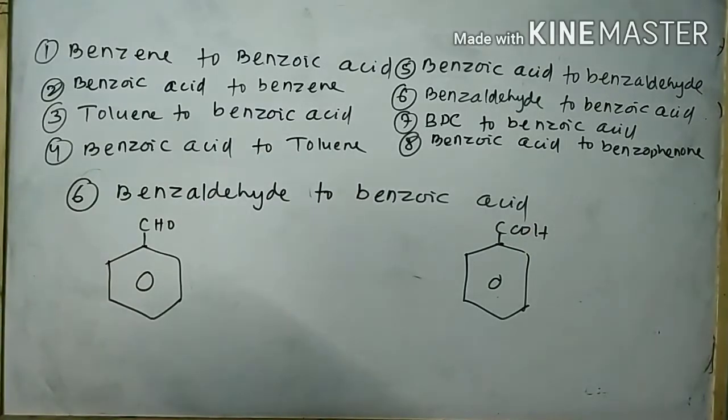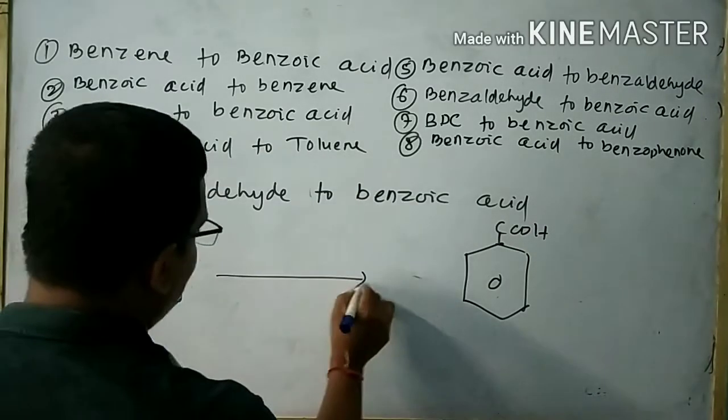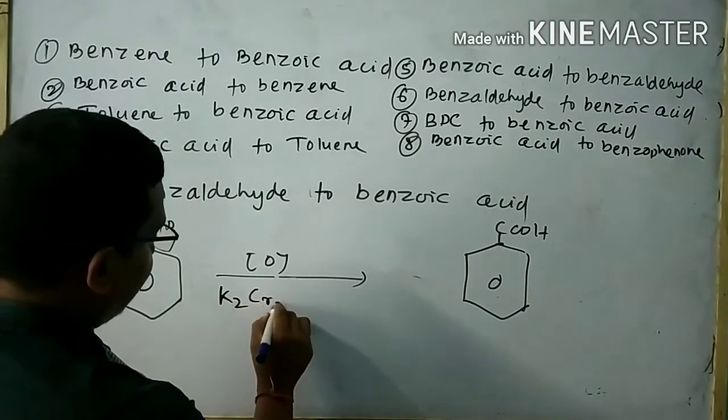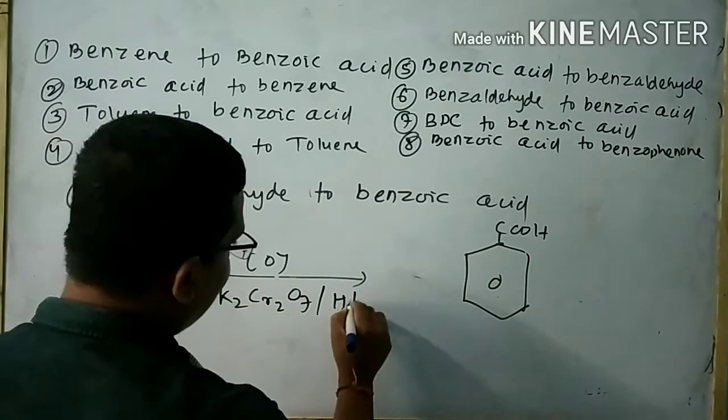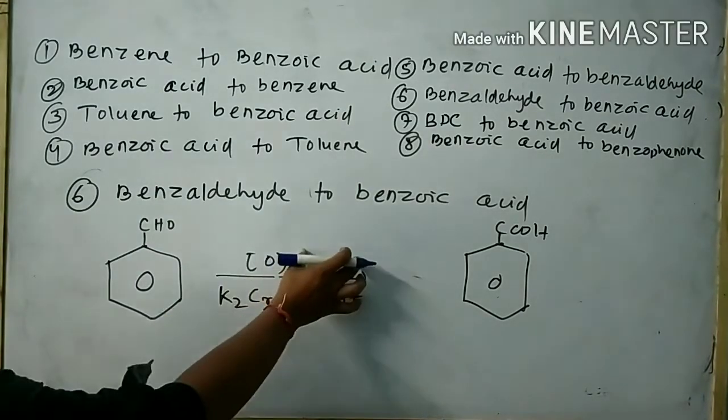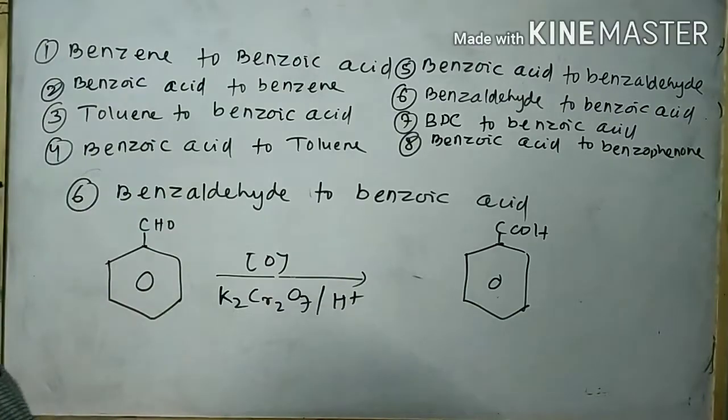It is a very easy reaction. When benzaldehyde undergoes oxidation in the presence of an oxidizing agent, that is acidified K2Cr2O7, then benzoic acid is formed. Benzaldehyde undergoes oxidation, gives benzoic acid.